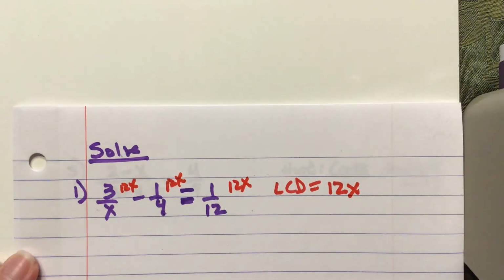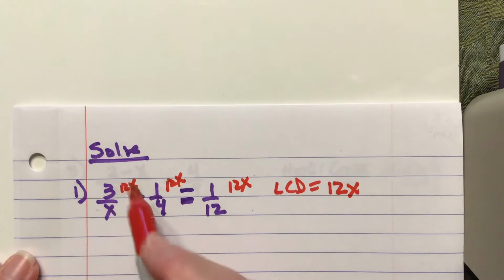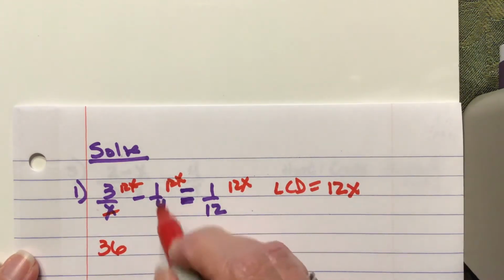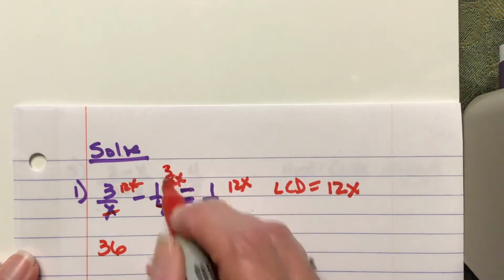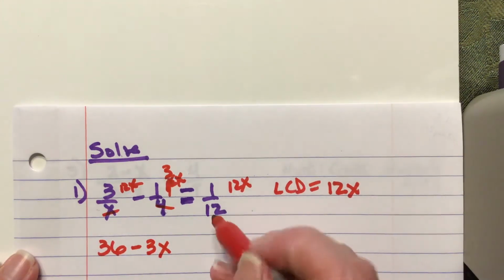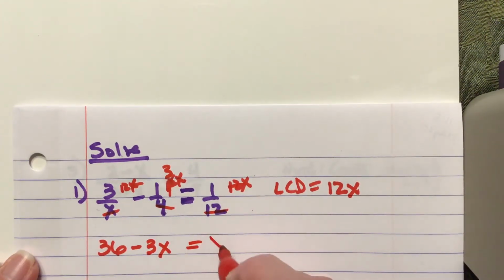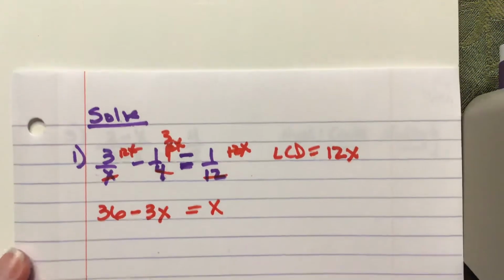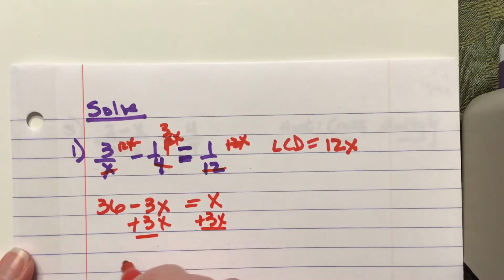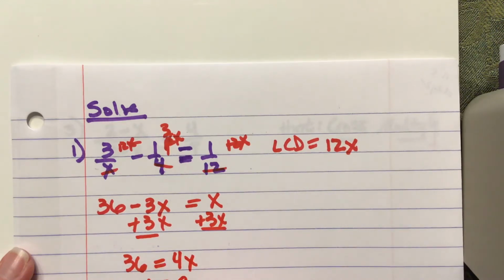And I want to see what things will cancel. So in this case, x and x will cancel, so I'm left with 3 times 12, which is 36. In this case, 1/4 times 12x becomes 3, so I have minus 3x. And then 12 and 12 cancel out, so that just equals x. So that's a much easier equation to solve. I'm going to add 3x to both sides, and I get 36 is equal to 4x. So x would be 36 divided by 4, which is 9.